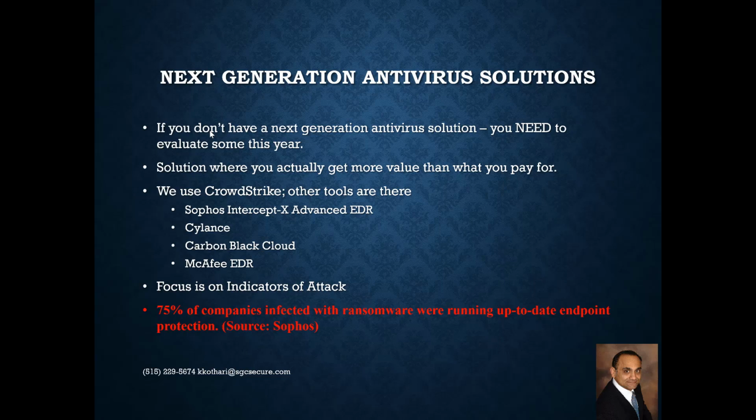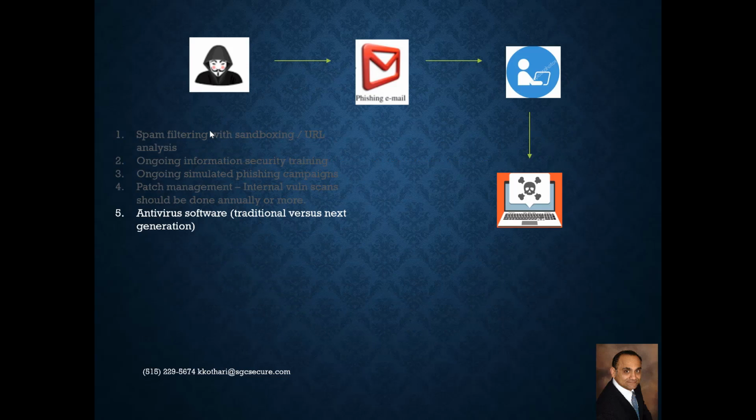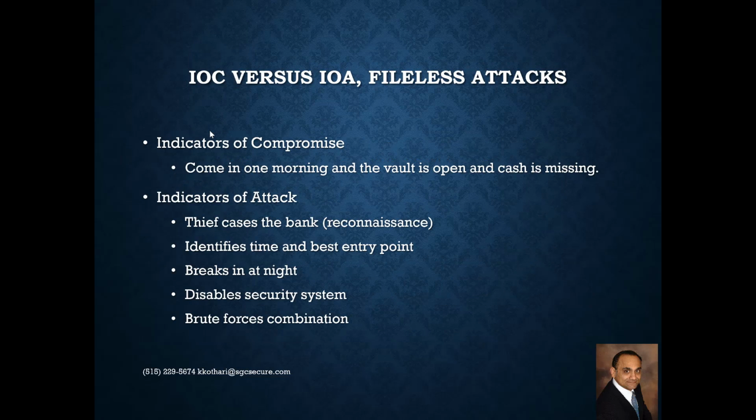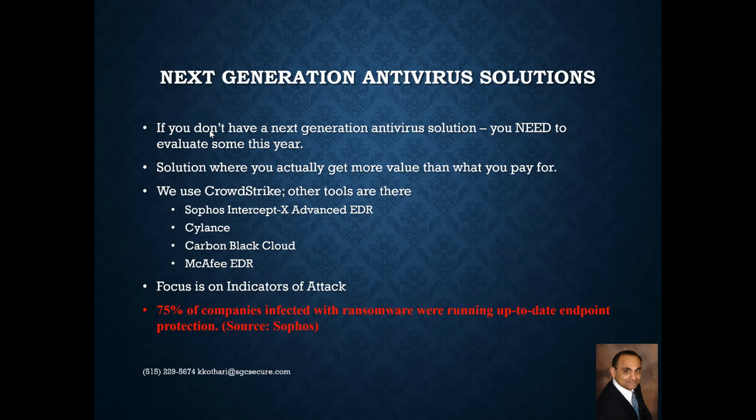Remember, there are a lot of different compensating controls. When we go through and look at the different types of controls we have in place and the different layers of security, we have spam filtering, we have ongoing security awareness training, we have ongoing phishing campaigns, patch management, a whole host of other controls. But one thing that you should be looking at and at least getting some quotes on or some knowledge about are Next Generation Antivirus Solutions, which are more proactive.